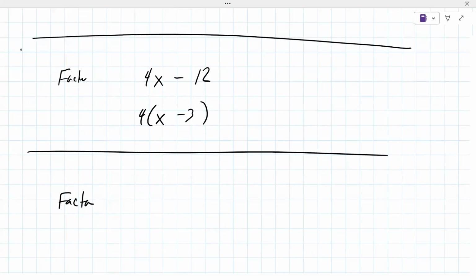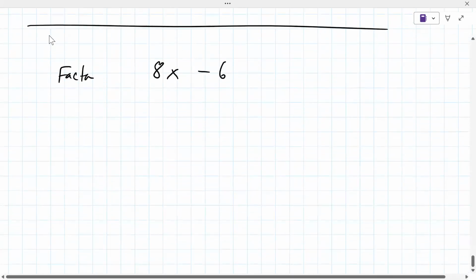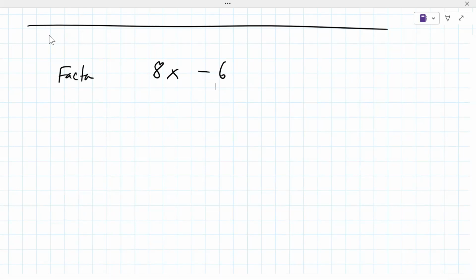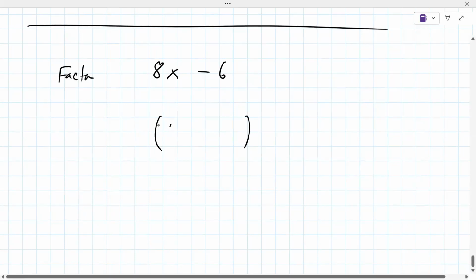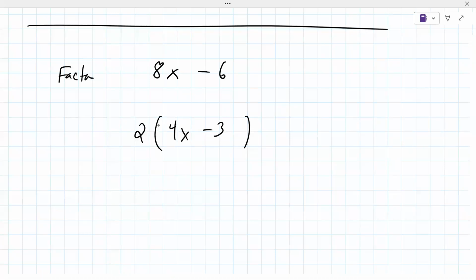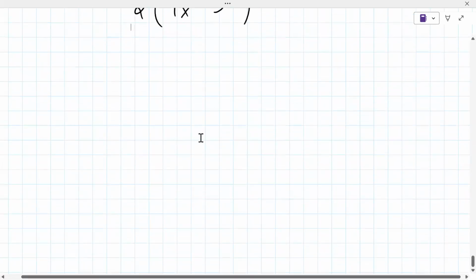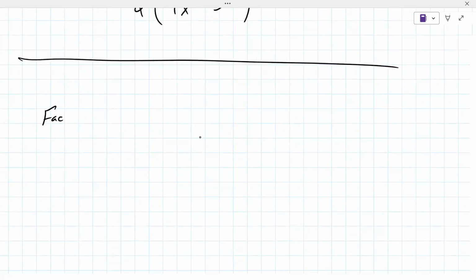Factor 8x minus 6. Four x minus 3. What number goes on the outside? That's also important. Two. Yeah, so you have to give me that number. 2 times parentheses 4x minus 3. Good.